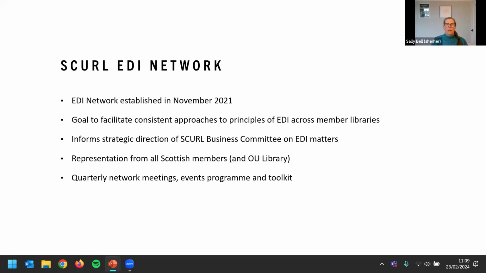From the outset of the EDI network in November 2021, there was really keen interest from across the SCURL community, and we have representation on the group from all the Scottish members, which includes the Open University Library. So it's really lovely, a wonderful, engaged group, with a lot of passion in the room whenever we meet. We do meet quarterly, and we also have an events programme, and as we're here to talk about today, the toolkit.